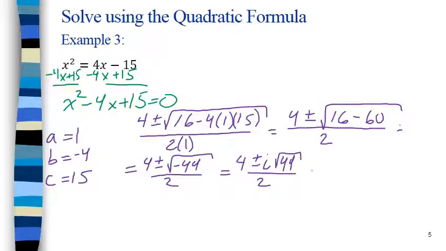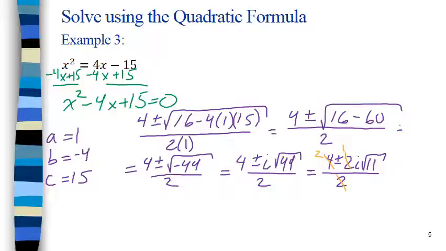And we remember that we can reduce those radicals. 44 is just 4 times 11. So the square root of 4 is 2. So I end up with 4 plus or minus 2i square root of 11 over 2. And every single term in this fraction is divisible by 2. So we divide by 2.